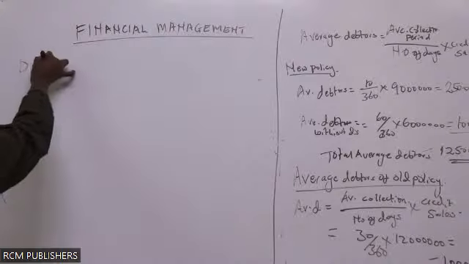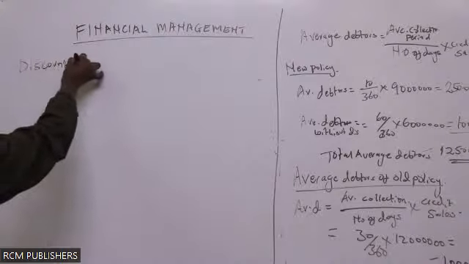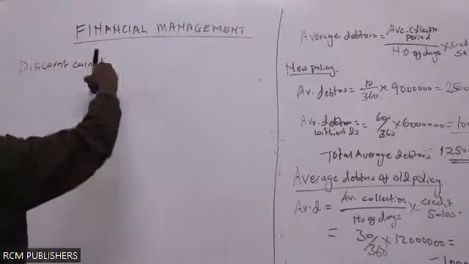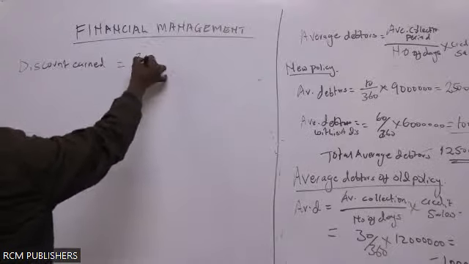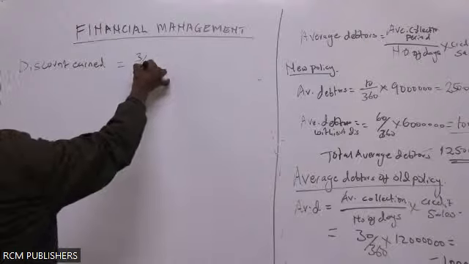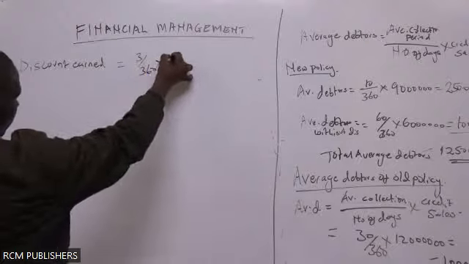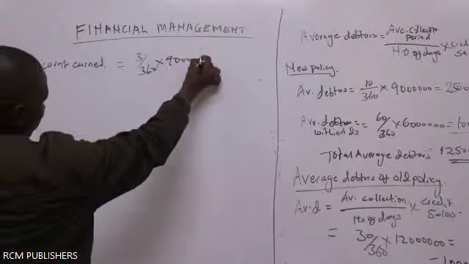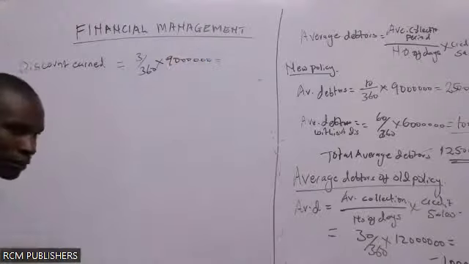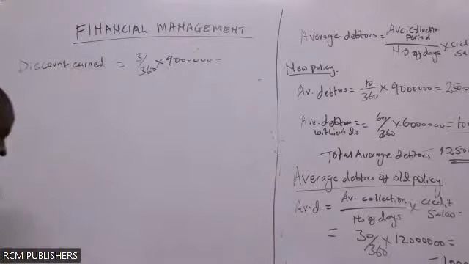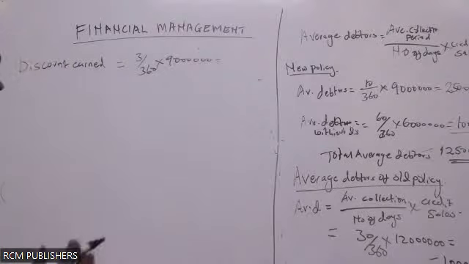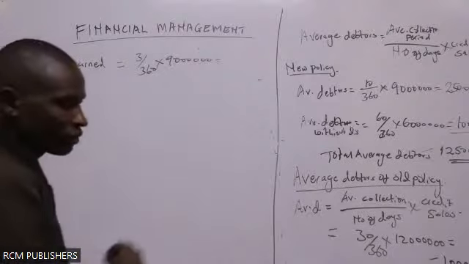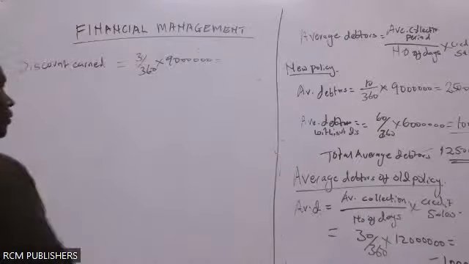Discounts, by the 60 or 30 of these creditors. Our creditor ndio wanapata discount here, 3 over 360 times 9 million. So hiyo ndio discount wanapata. Compute bado. 360, utapata discount ya 360 within that year, 9 million.